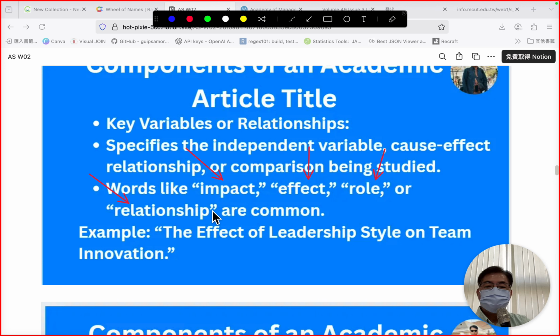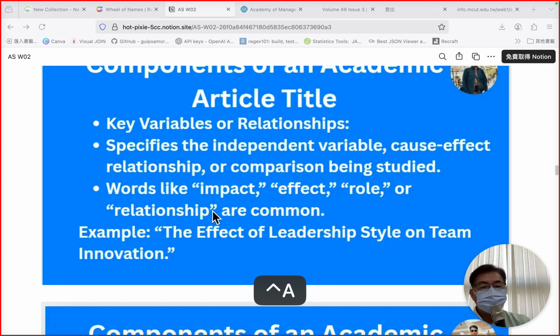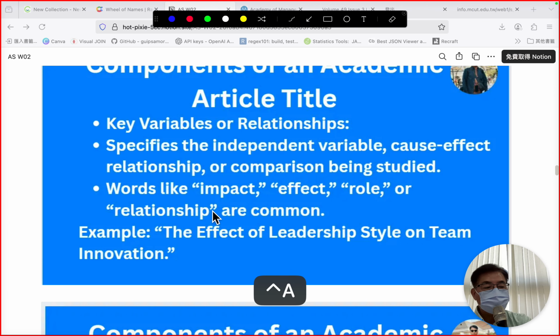That's an example: effect of leadership style on team's innovation. So it's probably the easy one. Which one is the independent variable? Which one is the dependent variable?